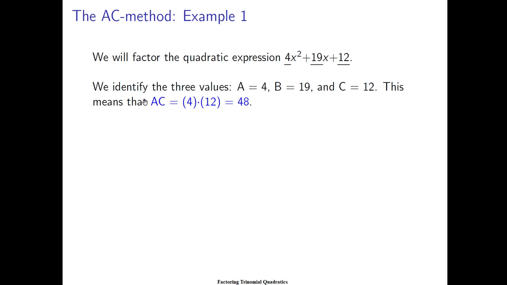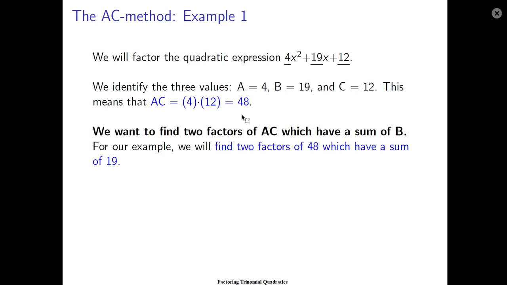And we will find the product a times c. This is called the AC method. 4 times 12 gives us 48, so our product AC is equal to 48. We want to find two factors of AC which have a sum of b. So our goal right now is to find two factors of 48 which have a sum of 19.